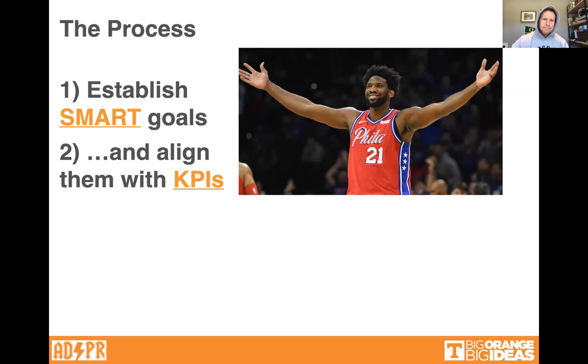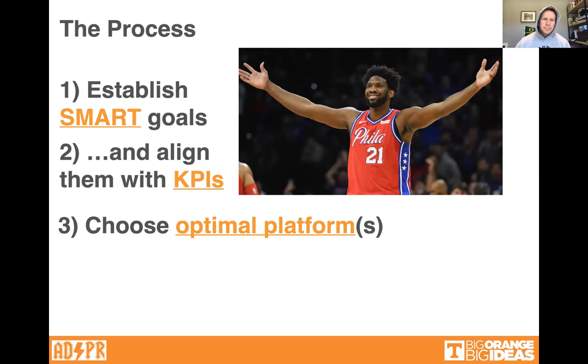Those are all factors that make a goal SMART and more likely to be met than too general. And align them with KPIs, that's key performance indicators. So how will you know if you met the goal? Well, if you establish, we want to increase brand awareness, so we want to get our brand in front of 1,000 more eyeballs, so 1,000 more impressions over the course of this month. That would be a performance indicator that lets you know, hey, we met that goal.